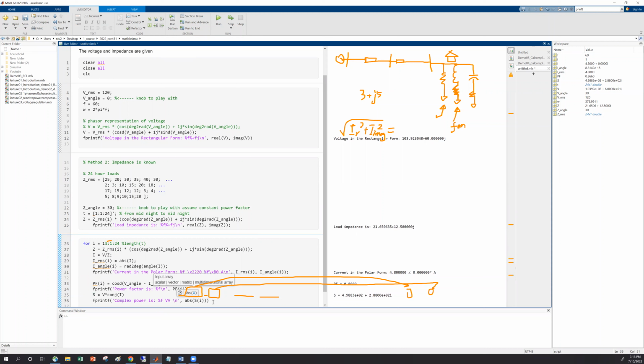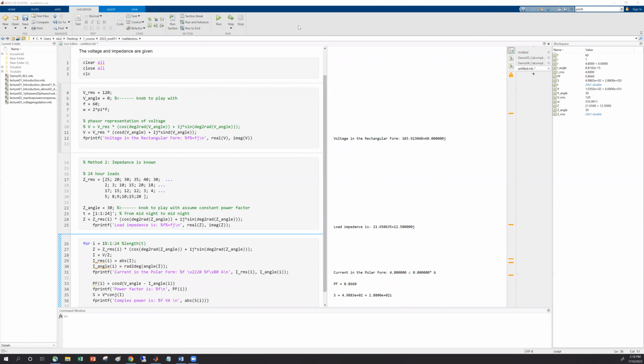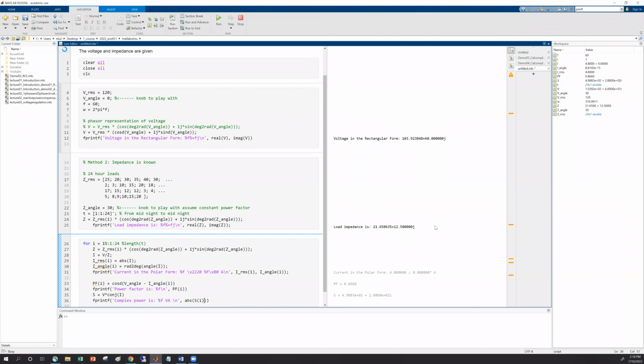So let me clean this up a little bit. Okay. So this way, let me run that. So now you can see that we computed the power factor, and then we computed the complex power. But here, because it is the complex power, I print out the ABS value, so that's the magnitude. Okay, so we should say the magnitude of the complex power is that.